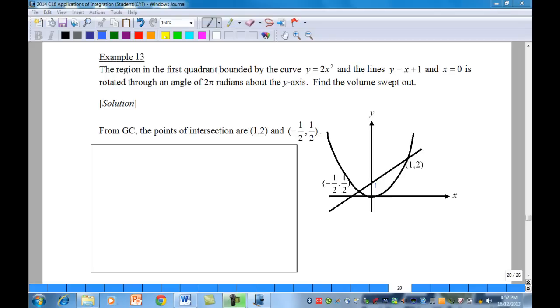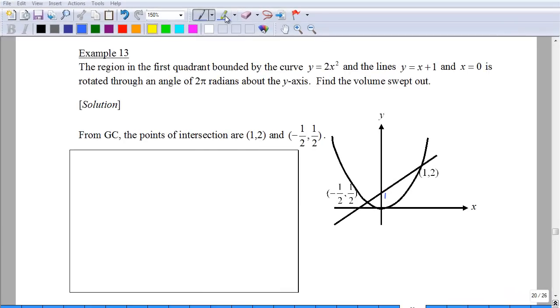In this example, the region in the first quadrant bounded by the curve y equals 2x squared, which is this parabola here, and the lines y equals x plus 1 and x equals 0 is rotated through an angle of 2 pi radians about the y-axis. Find the volume swept out.